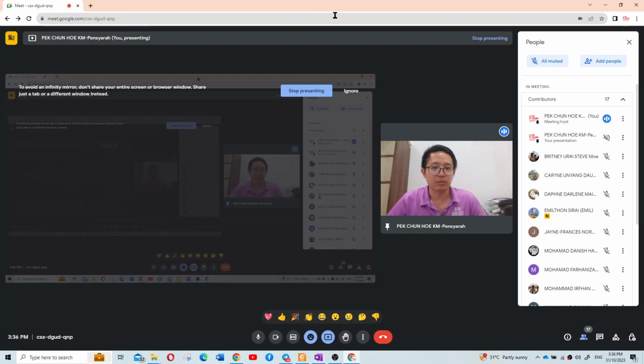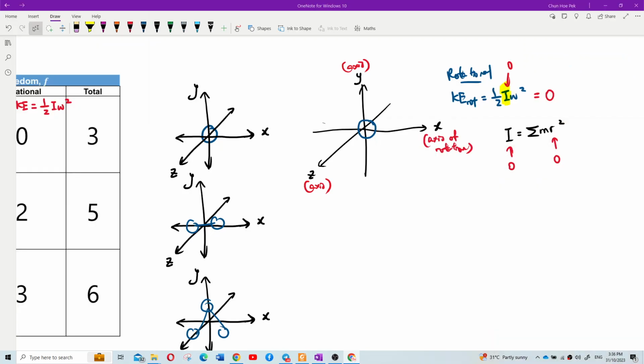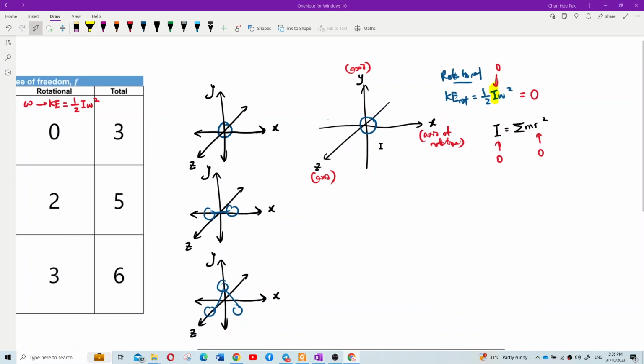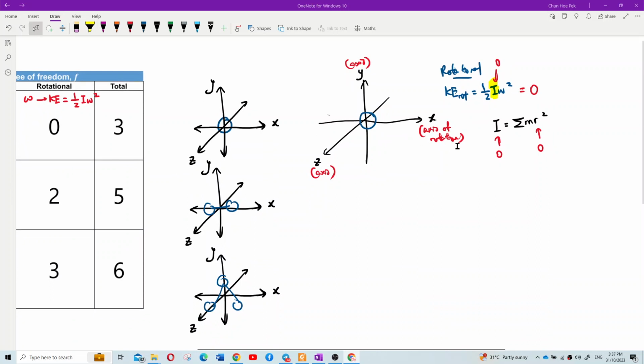Okay, back to my OneNote. Okay, so I want to unpin my camera. Okay, class. Do you get the idea, class? Give me a thumbs up if you get the idea. Okay. Good. So now can you see my screen? Okay. Now you see.